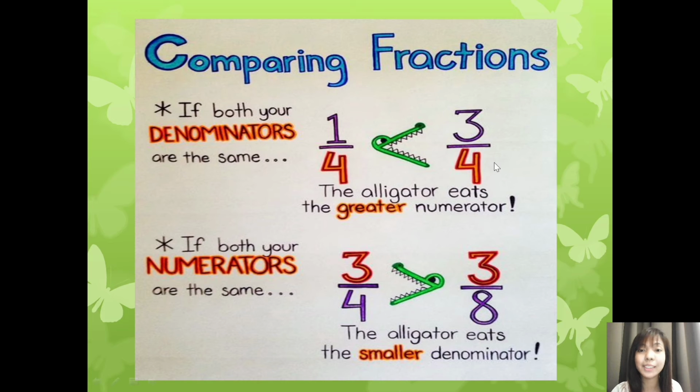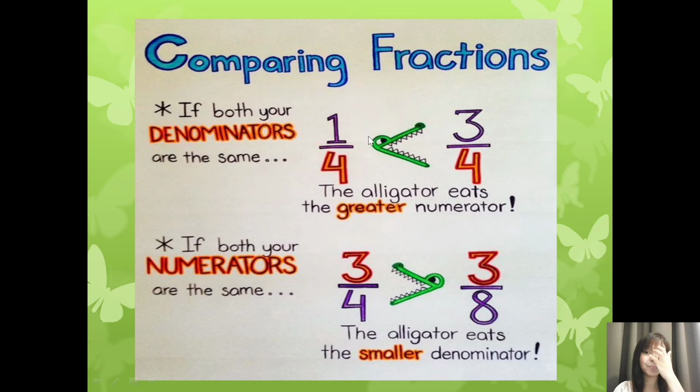3/4, the denominator is 4. Okay? So they have the same denominator. So if they have the same denominator, the bigger the numerator is, the highest value it has, okay?